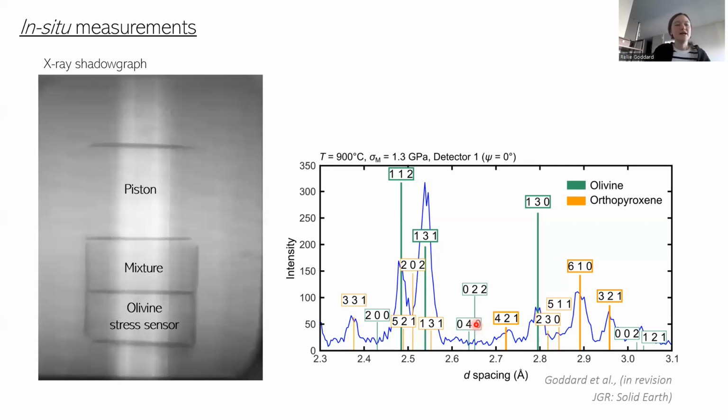And we also get what we call X-ray shadow graphs from this work. You can see an example of it here. And we put nickel foils, nickel being very heavy and therefore coming out very dark in X-rays, in between the pistons and the mixtures. And by doing cross-correlation between the position of these nickel foils on shadow graphs throughout the experiment, we're able to get really high precision strain measurements as well.